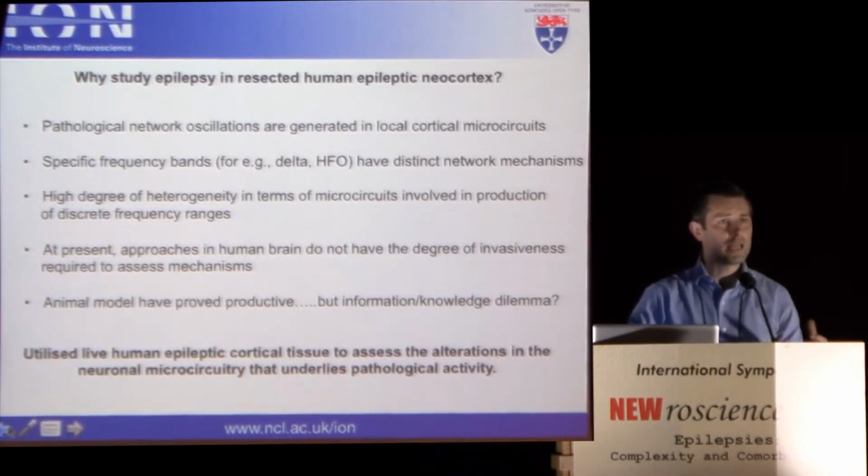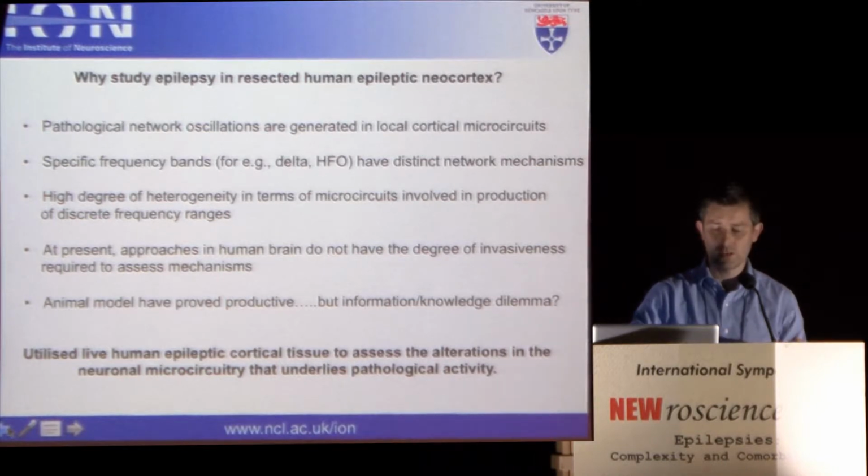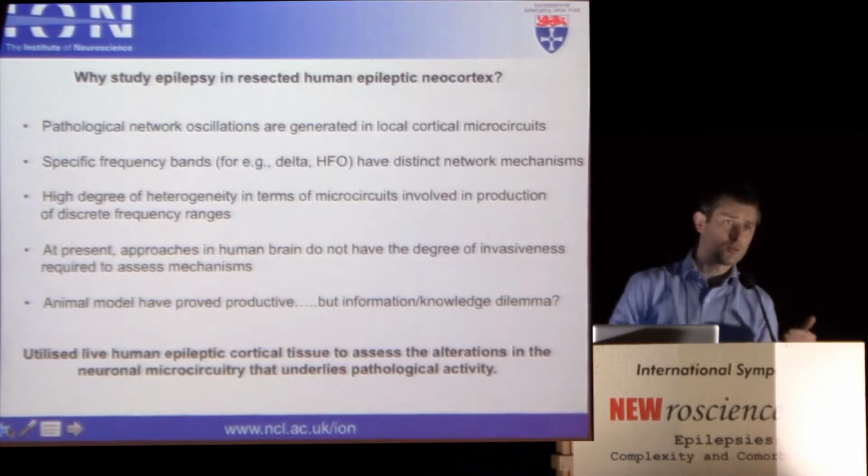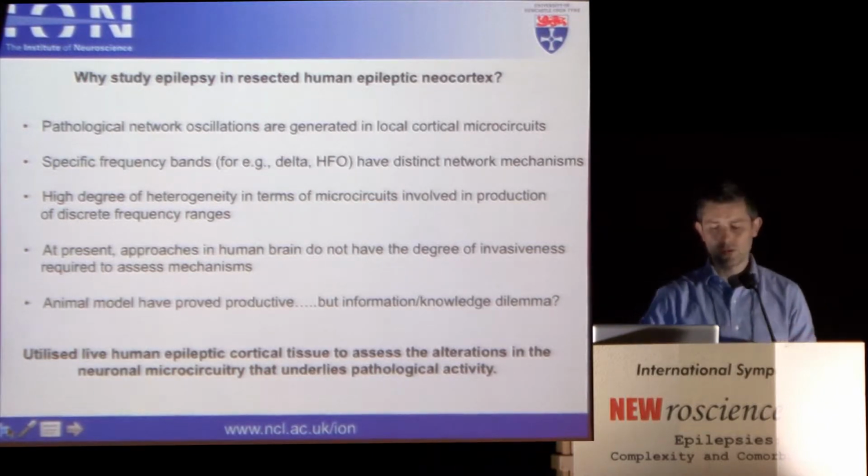Well, as I've already outlined in my introduction, pathological network oscillations are generated by local cortical microcircuits. And specific frequency bands, for example, these high-frequency oscillations, have distinct network mechanisms. However, it is worth bearing in mind that there is a huge degree of heterogeneity in terms of the microcircuits that are involved in the production of discrete frequency ranges. And at present, the current approaches such as subdural grids or depth electrodes do not have the degree of invasiveness that is required to assess mechanisms.